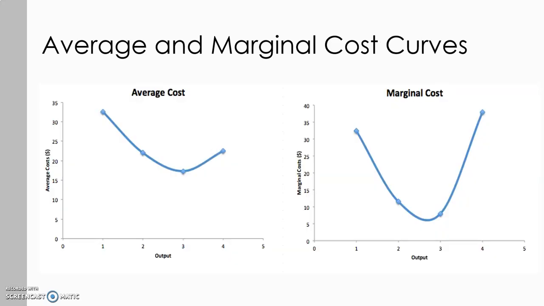They're also going to look very different. Your average cost is usually going to be U-shaped, whereas your marginal cost tends to be swoosh-shaped. It goes down and then it starts climbing again. Average cost tends to be a flatter U-shape.